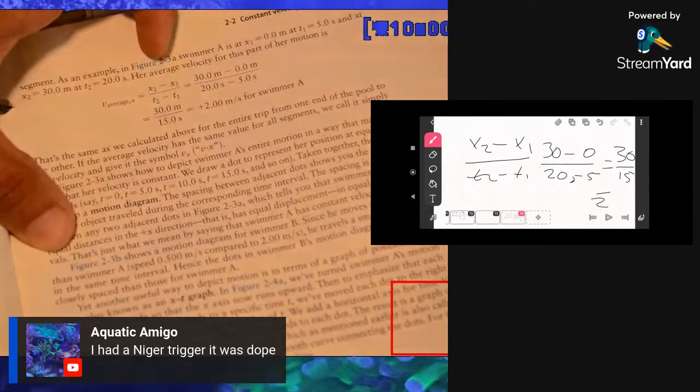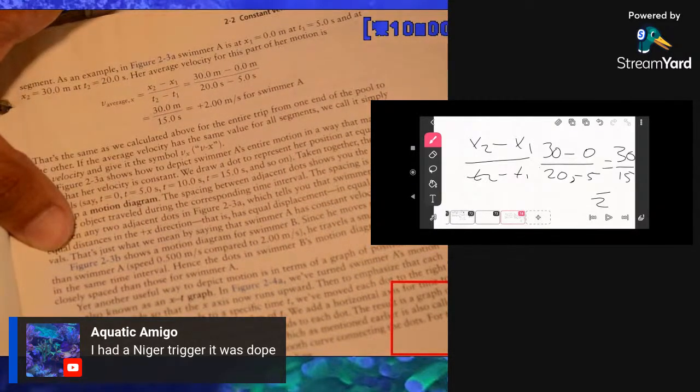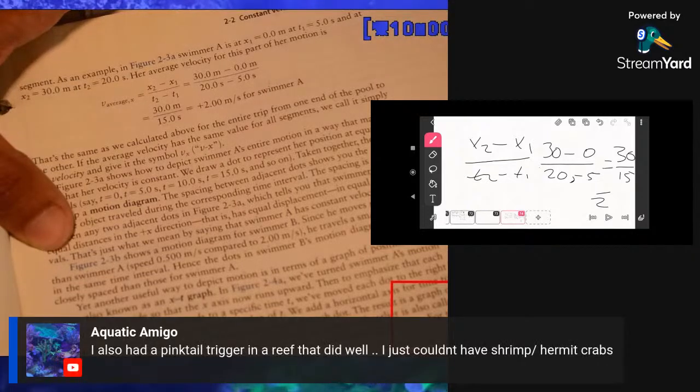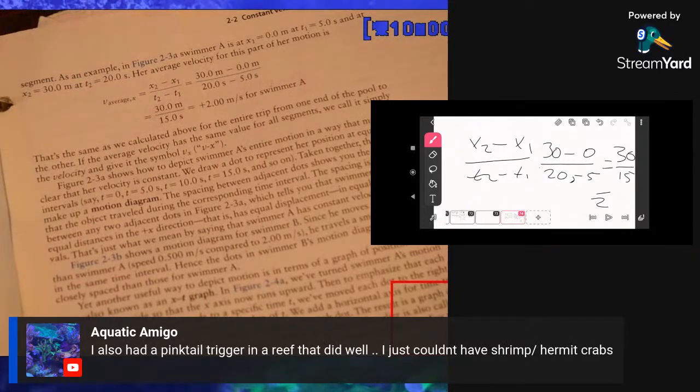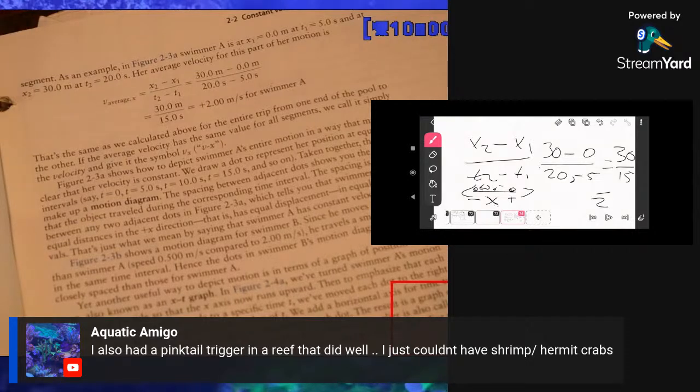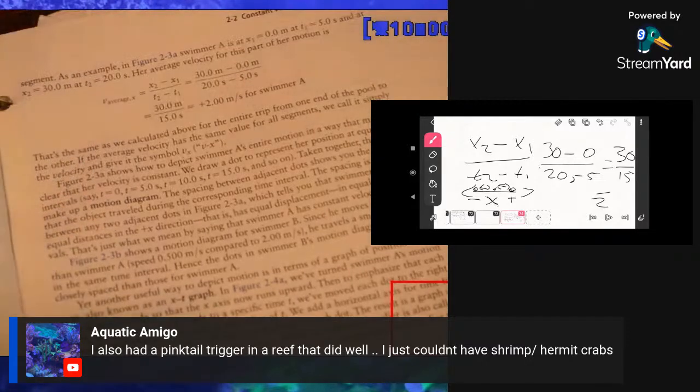So what am I reading? It's basically saying no matter what, it's going 2 meters in the x direction. So basically it's going back and forth in the swimming pool. You see that? So let's call this plus and minus. That's all it's saying. It's going equally spaced and all that. Okay, that's all it's saying.